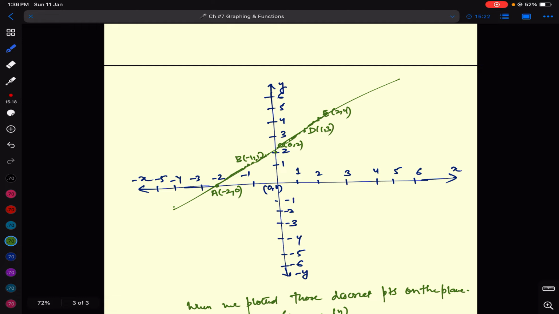So now as I plot the points, those points were the discrete points, indicating a discrete function. Now when we connected those points using a line and extended that in both the directions, that gives me a straight line graph for the given linear equation. Clear?